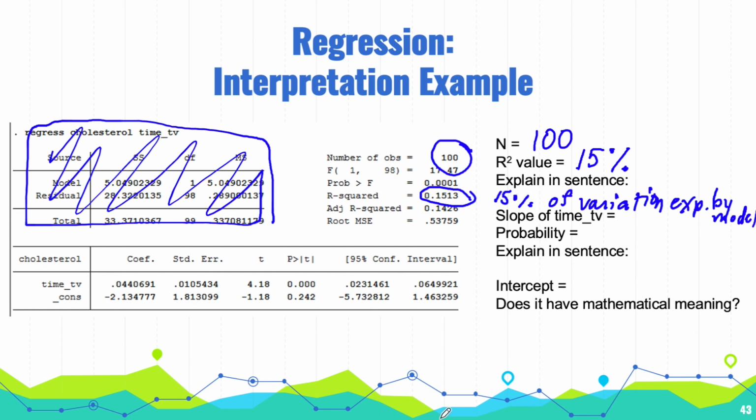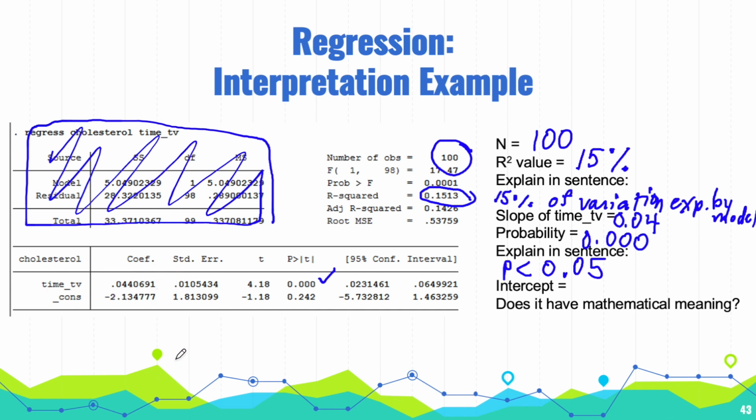All right, let's look at the slope. Where would we find the slope? Well, we find our independent variable, time TV, here in this column, and then we go to the right to the coefficient column. Here, you can see the coefficient is 0.04. Is it a statistically significant relationship? If I keep going over to the probability column, yes, it's 0.000. What we can say in a sentence is that this is a statistically significant relationship because the p-value is less than 0.05. I erased the circle so we can read.